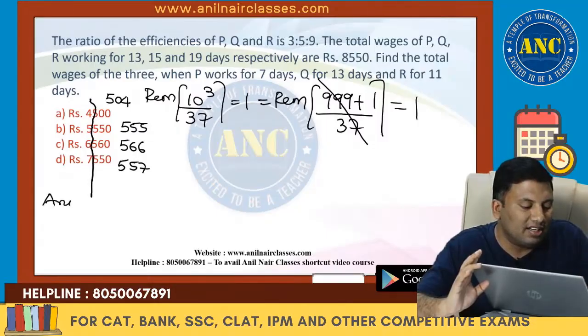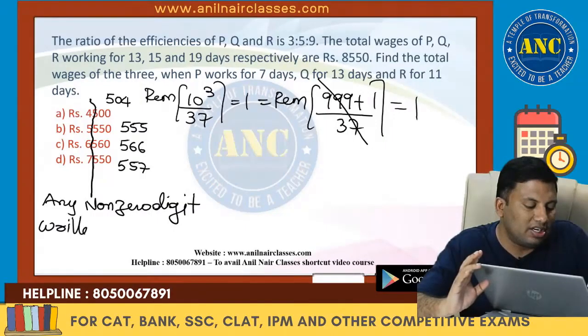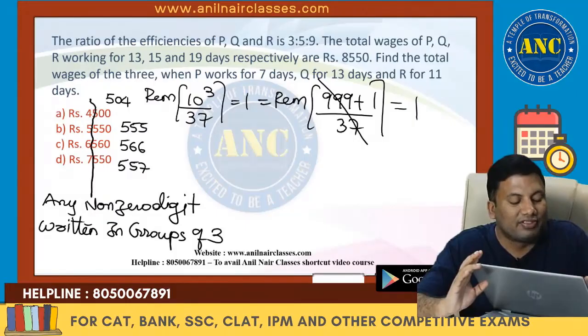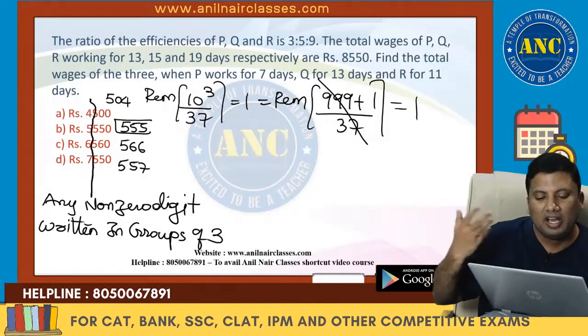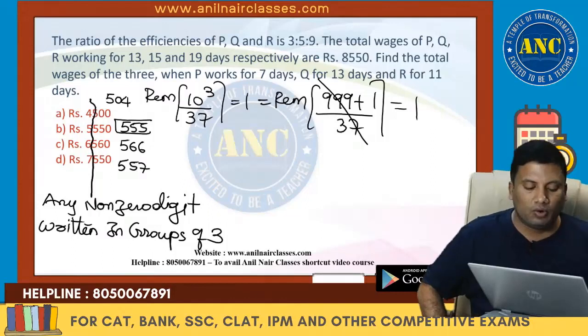Any non-zero digit written in groups of 3 is always divisible by 37. For example, 555 is divisible by 37. For complicated values, you can use the concept of the divisibility rule of 37.